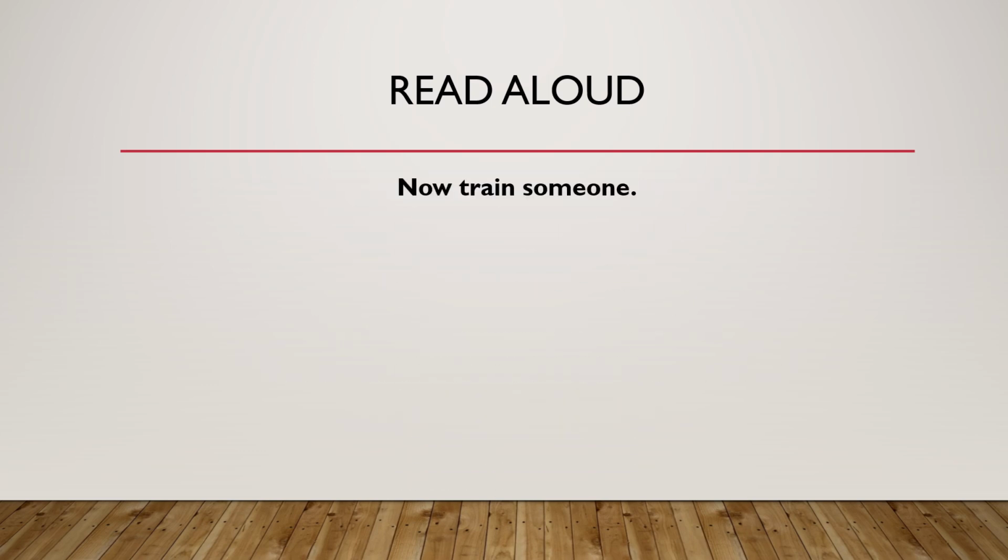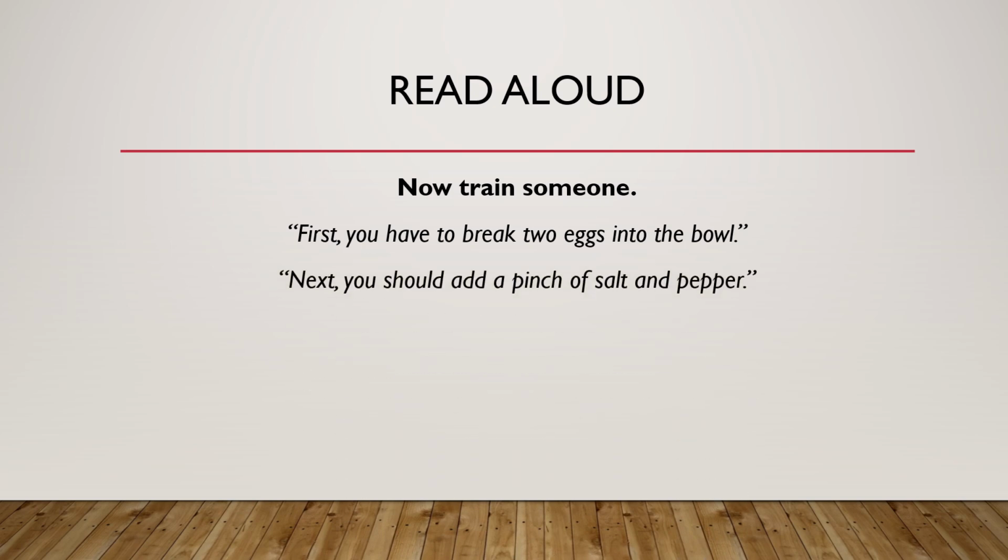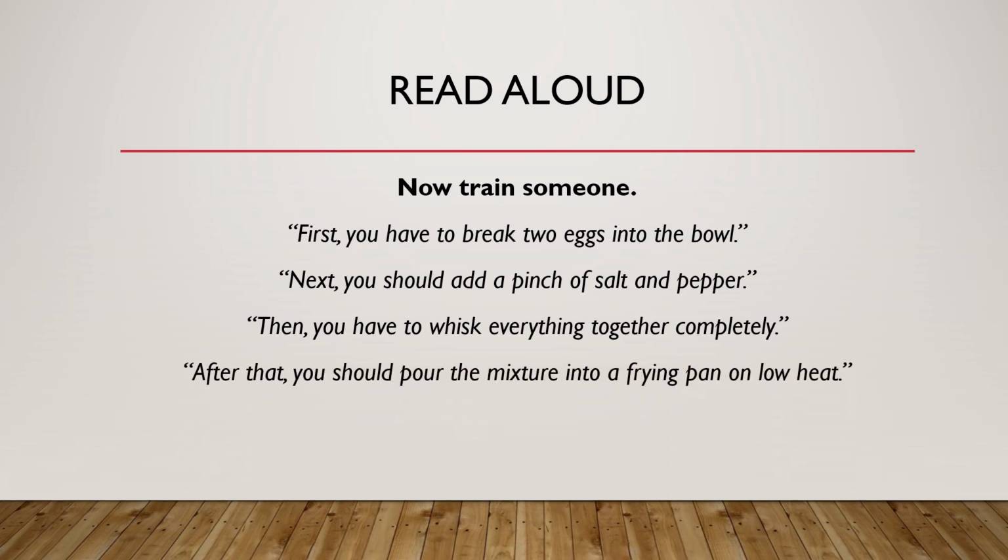Now, train someone. Again, I'll read it first, and then, if you like, you can pause the video and you can read it aloud yourself. First, you have to break 2 eggs into the bowl. Next, you should add a pinch of salt and pepper. Then you have to whisk everything together completely. After that, you should pour the mixture into a frying pan on low heat. Finally, you have to put everything onto a plate.